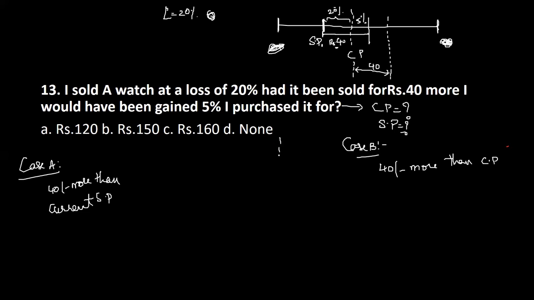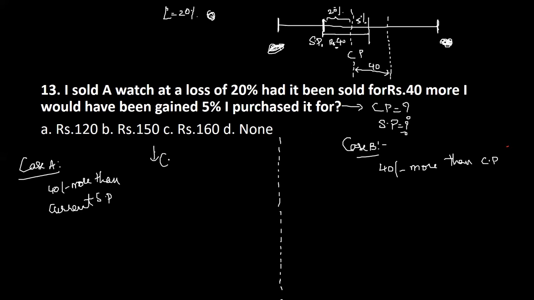Now there are two cases, students. Let us consider both the cases. Now the question must have been right on the exam paper, but while getting it translated onto the slides, maybe there were spelling mistakes by someone. So it's okay, fine. But let us take both the cases. Case A, where it is 40 rupees more than the current selling price. Case B, it is 40 rupees more than the cost price.